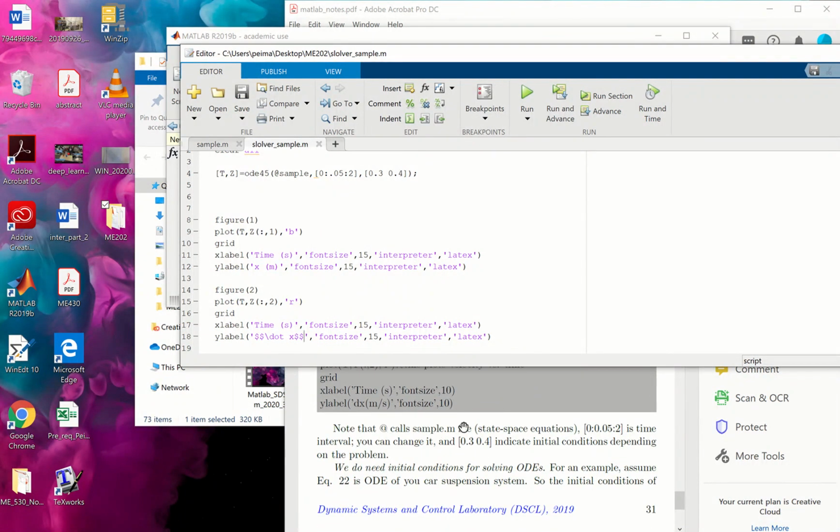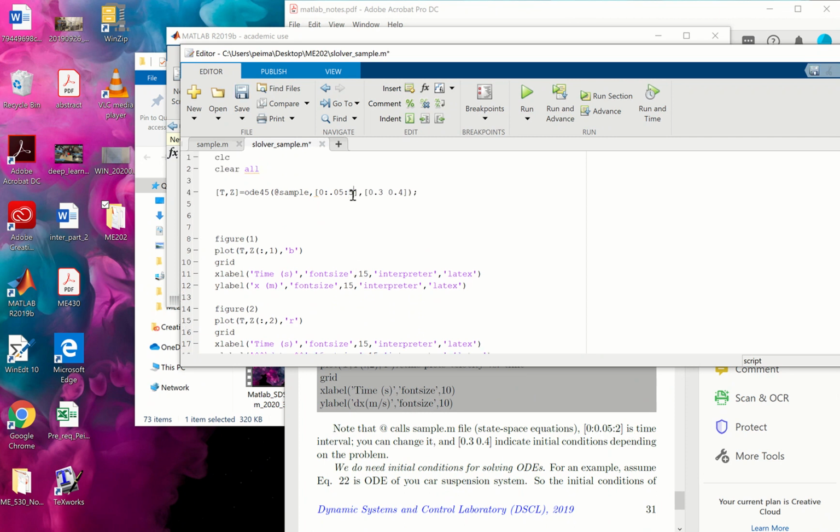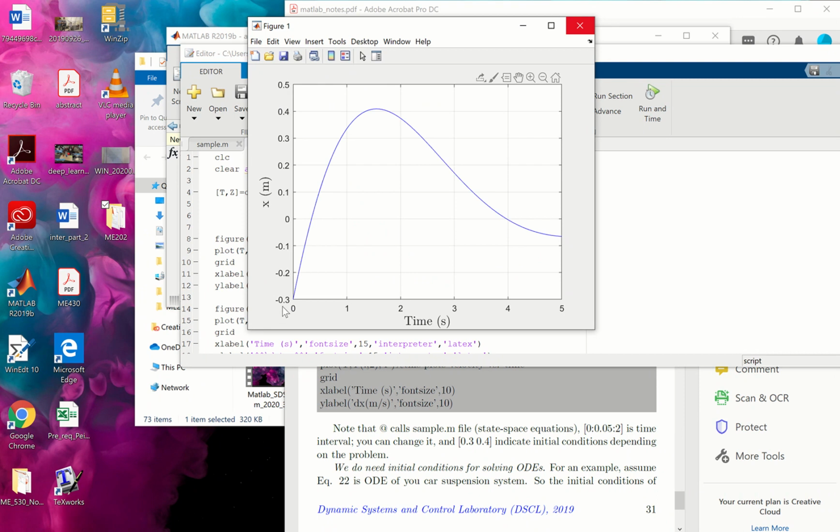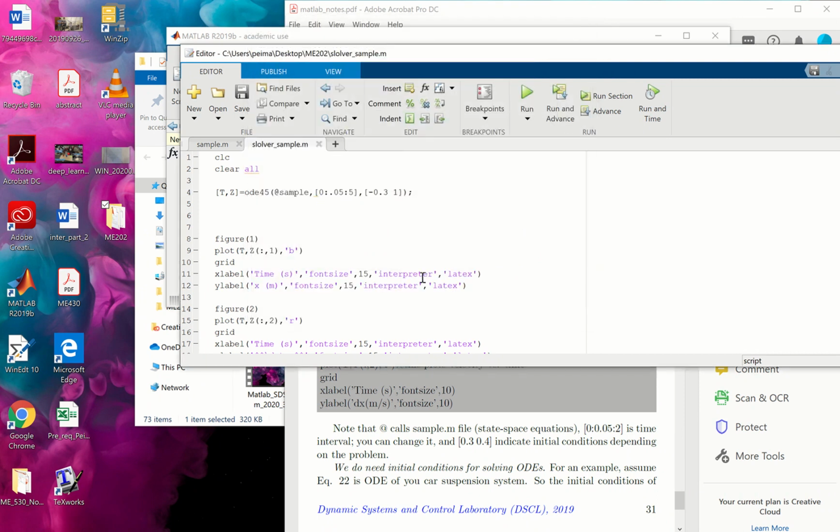Note that in the sample m file for the stress equations, this is the time interval. You can change it like this, guys. I want to see 5, and I'm going to start from minus 0.3 to 1, whatever. See the difference? So this is for 5 seconds, starting from 1 for the velocity, and pointing from minus 0.3, and this is what we have.